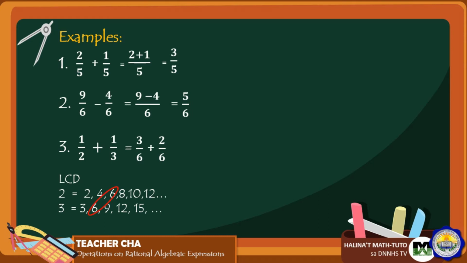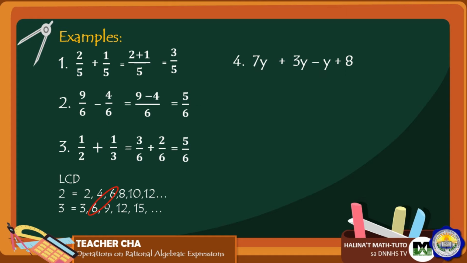So we have 6 divided by 2 is equal to 3 times 1 is equal to 3 over 6, plus 6 divided by 3 is equal to 2 times 1 is equal to 2. Then, since they are now similar, we can copy the denominator and add the numerators. So we have 3 plus 2 is equal to 5 over 6.